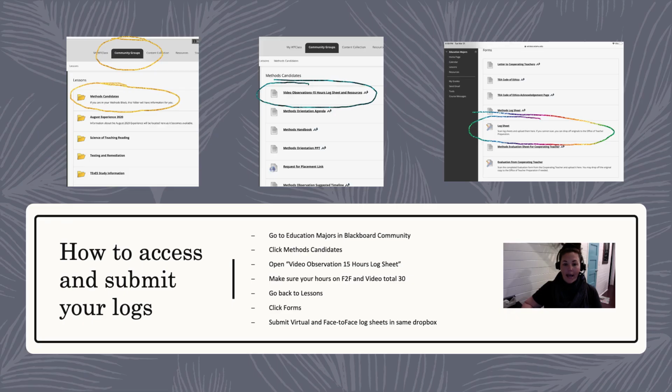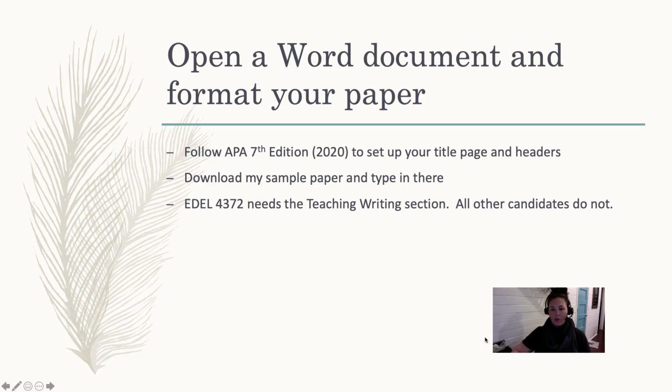To access and submit your log, go into the community groups inside Blackboard and select Methods Candidates. If you click on the Video Observations 15 Hours Log Sheet and Resources, you can download the log sheet there. Fill that out along with your face-to-face log that you got earlier in the semester. Then go under Forms and upload both of those documents to the log sheet Dropbox in that same community. Once you have completed your virtual hours or face-to-face hours of observations, you are ready to write your final reflection.